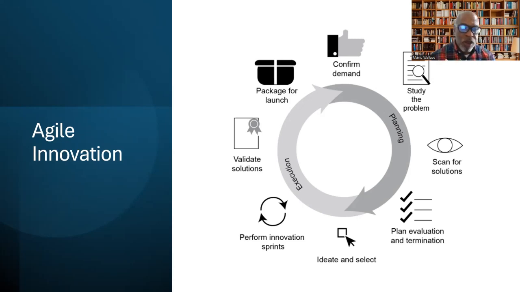Study the problem for a while, 3 to 90 days or 6 months, whatever it looks like. Scan for a solution as you're studying the problem. Create a termination plan, ideate, and select the actual solution that you plan to test, and you perform the sprint, validate it, and you package it for launch and replication across the organization.